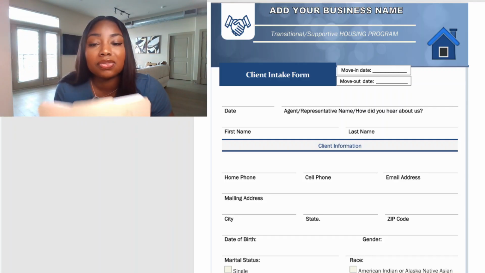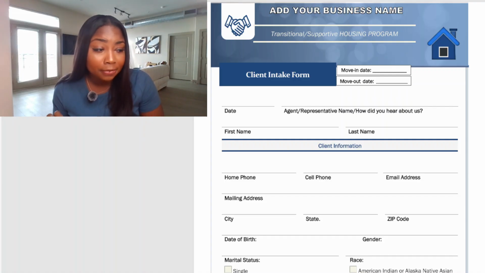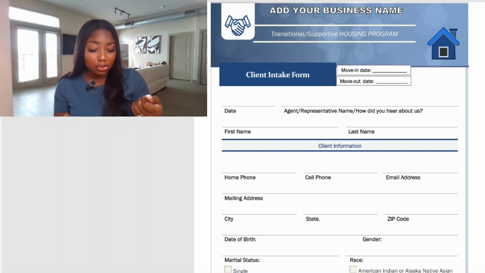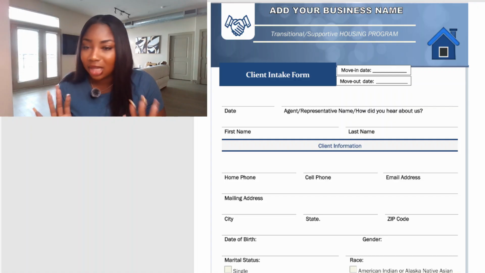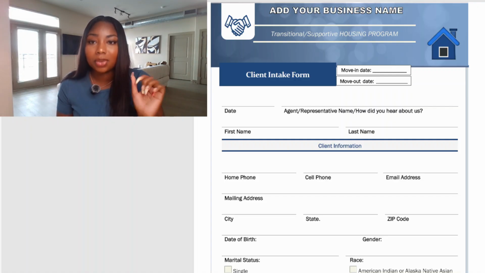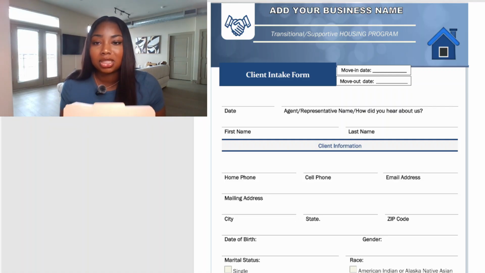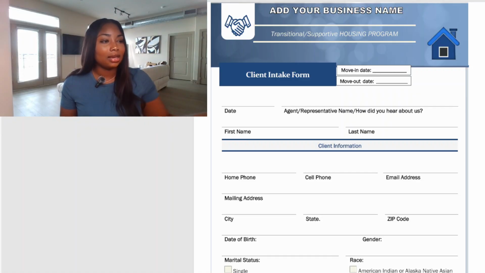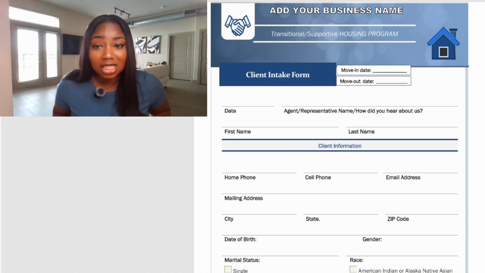And when you do have these files, it's very important that you have a lockbox. You don't want any other residents getting anybody else's personal information. So whether you're going to have a small office space at the property, have a lockbox with a key to it with all of your files in there. If your office is off-site, that's fine. Still have a lockbox with a key. That way all clients' information is being 100% protected. And that is it as far as the intake form. This is pretty much it.